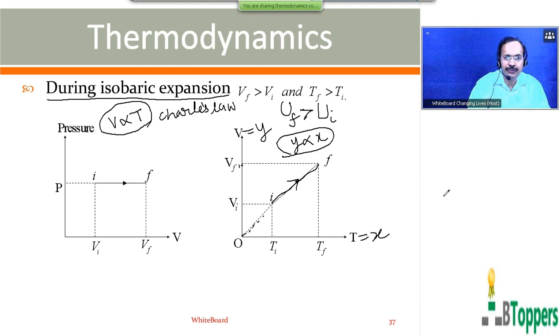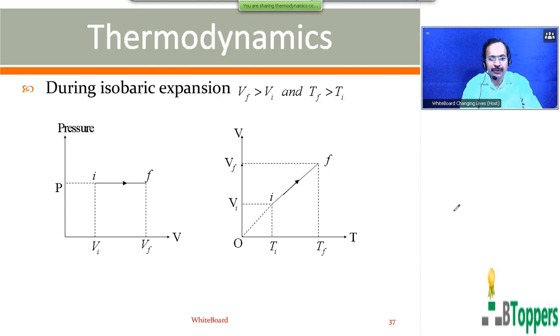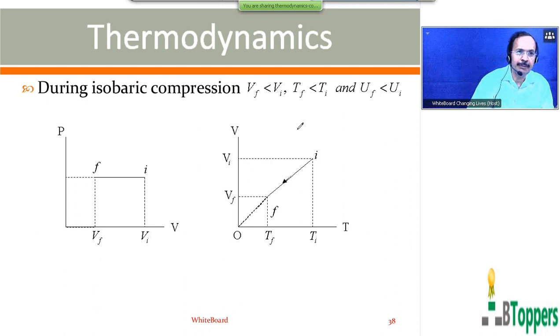Next, I want to show the graphs for isobaric compression. So those who want to copy the note, they can take a pause and copy the diagrams. So during isobaric compression, that means the gas is compressed at constant pressure. When volume decreases at constant pressure, temperature of the gas also decreases because V is proportional to T. So final volume of the gas is less than the initial volume of the gas.